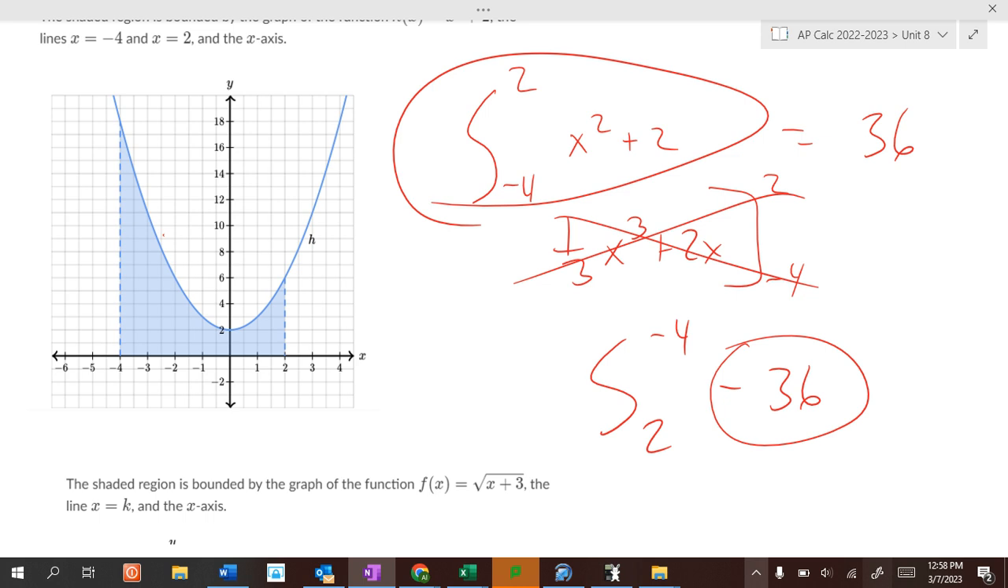But it can't be negative. What? It can't be negative? Well, not in this problem. Area can't be negative, but if the area occurs underneath the x-axis, then it is negative. Yeah.